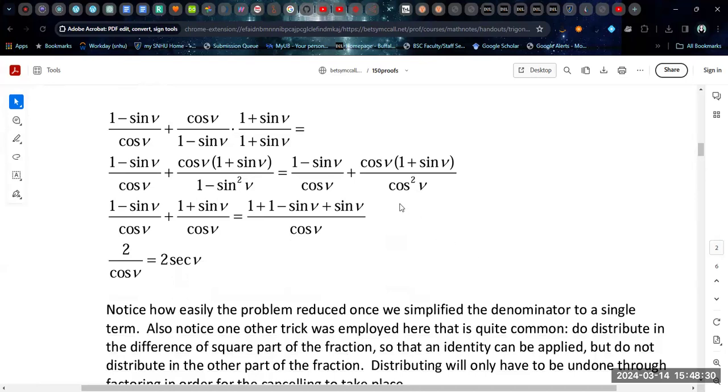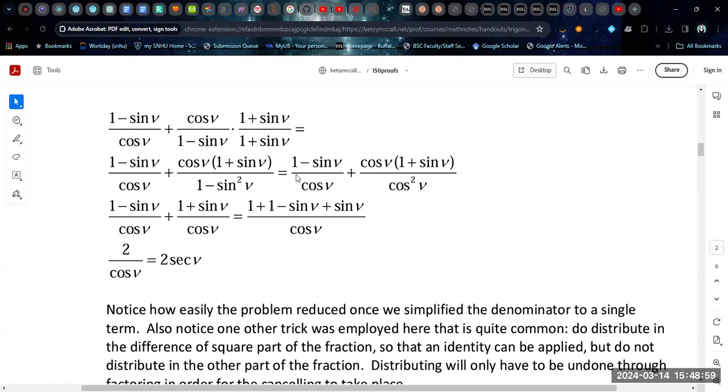So in this case, I'm going to multiply the second expression here by 1 plus sine V over 1 plus sine V. So I'm multiplying by 1, so that's allowed. And then on this denominator, when I do this distributing, I'm going to get a difference of squares. That's my 1 minus sine squared. And then I can replace that denominator with cosine squared.